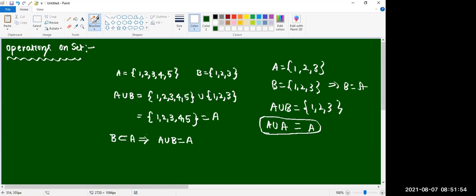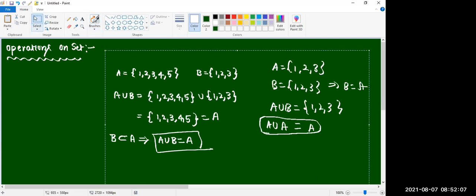And one more thing, if B is a subset of A, A union B equal to A. These all come under properties of union. Write down, please. Properties of union.